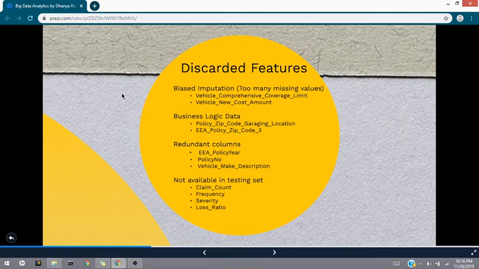Some of the columns were not present in the testing dataset, like claim amount, frequency, severity, loss ratio. We dropped such columns because we cannot train the machine learning model with features not present in the testing dataset. There were some redundant columns as well, and some zip code columns which cannot be imputed, and there were a lot of missing values in these columns. So we decided to drop these columns as well.